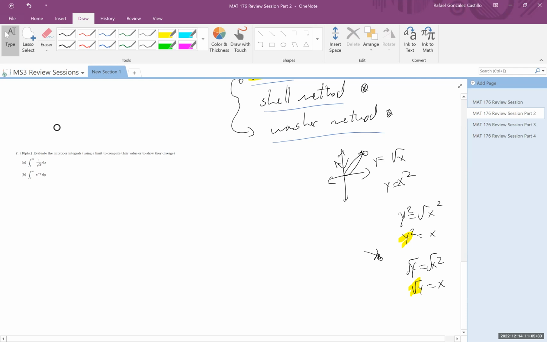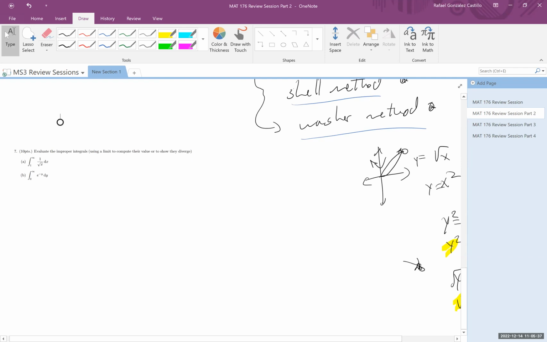Alrighty, so the next problem says, evaluate the improper integrals using a limit to compute their value or to show that they diverge. Problem number 7a, we have the improper integral from 1 to infinity of 1 over radical x dx. Now, there are two types of improper integrals. There's a type 1 and a type 2. On the exam, it's very rare to see a type 2 integral. You typically only see type 1.